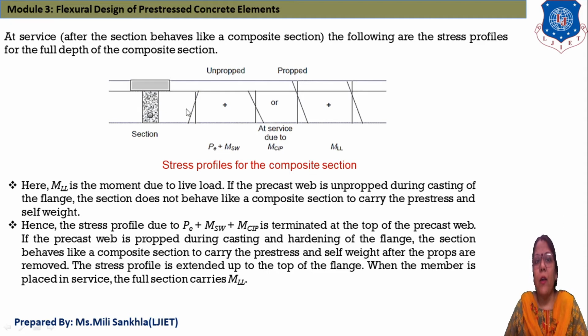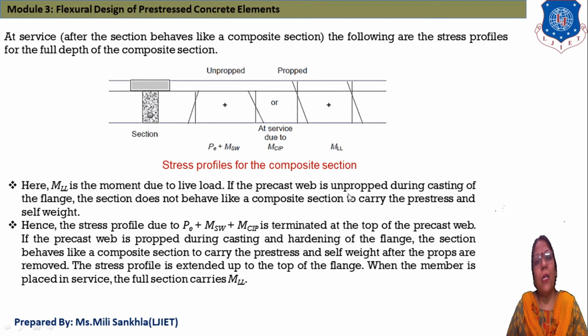First of all, this stress diagram is due to PE plus MSW, and again, unpropped and propped at service due to MCIP, that means moment due to cast in place, and the third one is moment due to live load. This middle portion is subjected to propped and unpropped. Now we discuss how it acts as propped and how it acts as unpropped. Now one by one. MLL, moment due to live load.